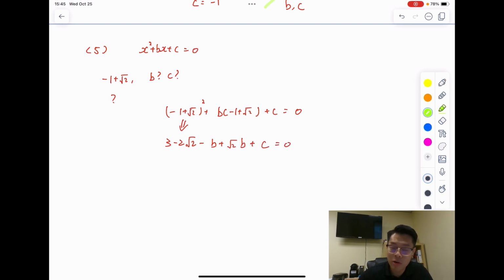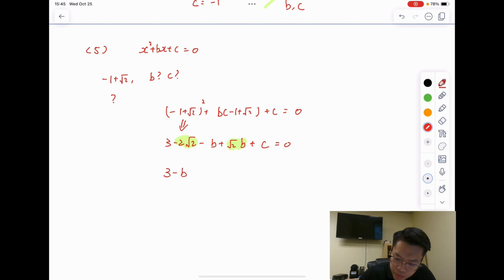So like I said before, what we can do is that we can take advantage of this -2 root 2 and also root 2b. So let's see. We throw that to the other side, which means that I will have 3 minus b plus c as my first term. 3 minus b plus c. I always have a habit of crossing it out. Okay, and then I will have the root 2, and then I have -2 minus b equal to 0.